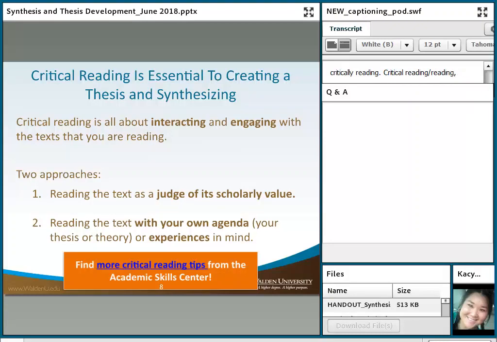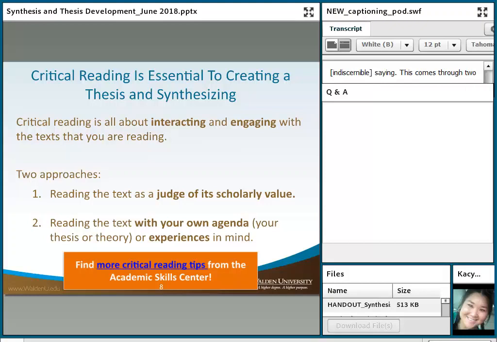Critically reading is slow reading. It's really thinking about what the author's goal is, and thinking about how you are engaging in this larger conversation with whatever it is they're saying. And you can consider this in two different approaches. You can read the text as a judge of its scholarly value. So you can think about what kinds of pieces. One of my former students described this so well, is that researching can be like detective work.